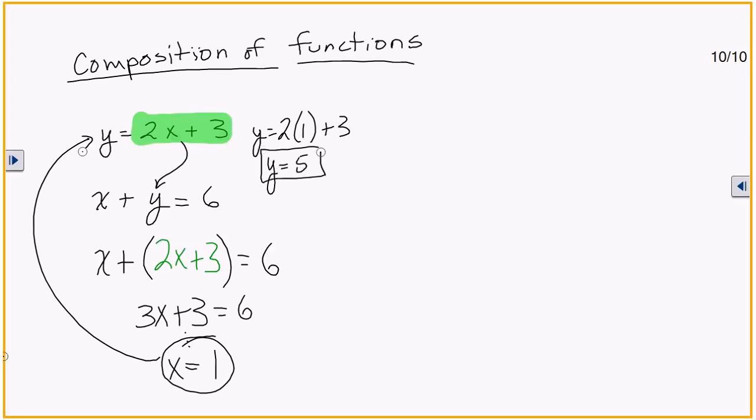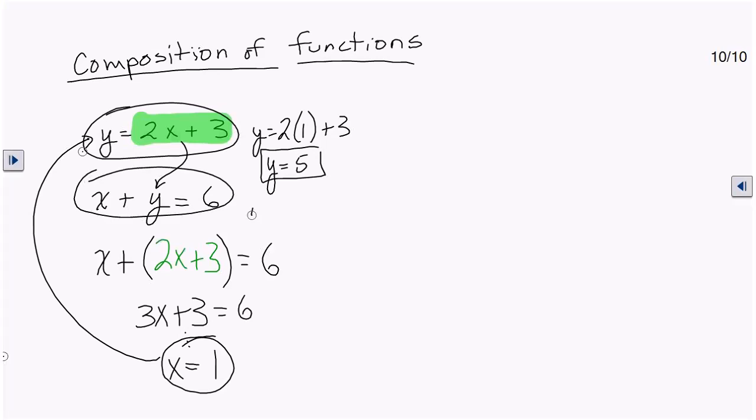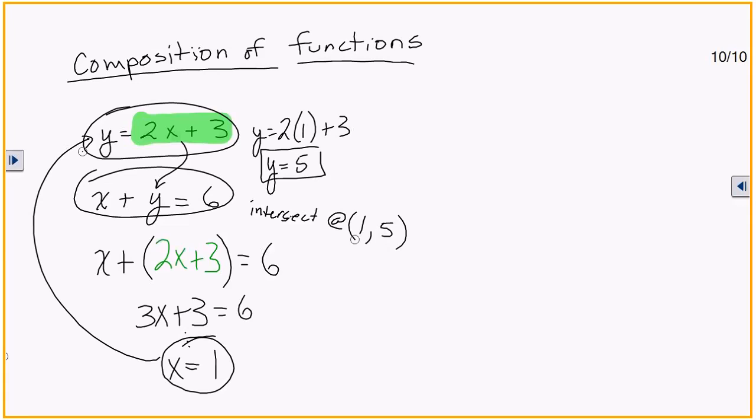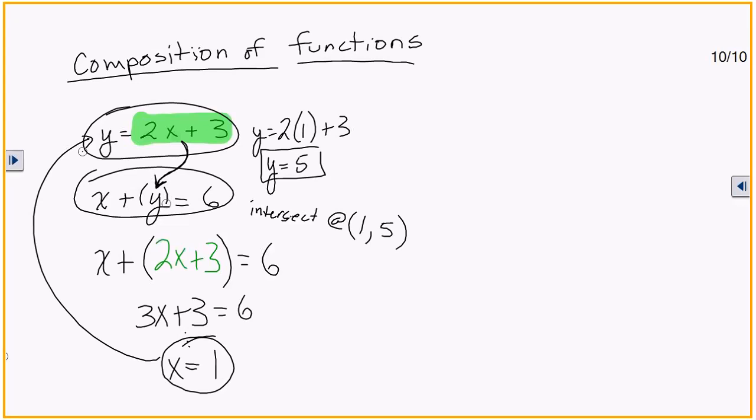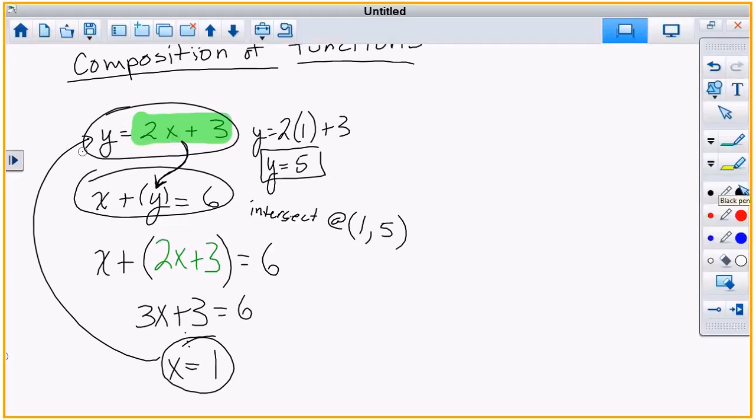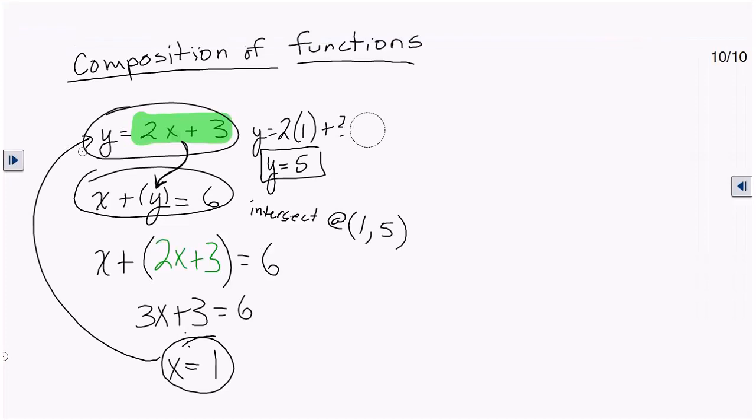So these two lines, this line and this line, intersect at 1, 5. And we cover that in another part called Solving Systems of Equations. But the reason I'm bringing it up here is because I took this function, I took what y is equal to, and I substituted it in right there. Okay? That's what you're going to do with composition of functions. With composition of functions, you're going to plug and chug into whatever they tell you to plug and chug into.